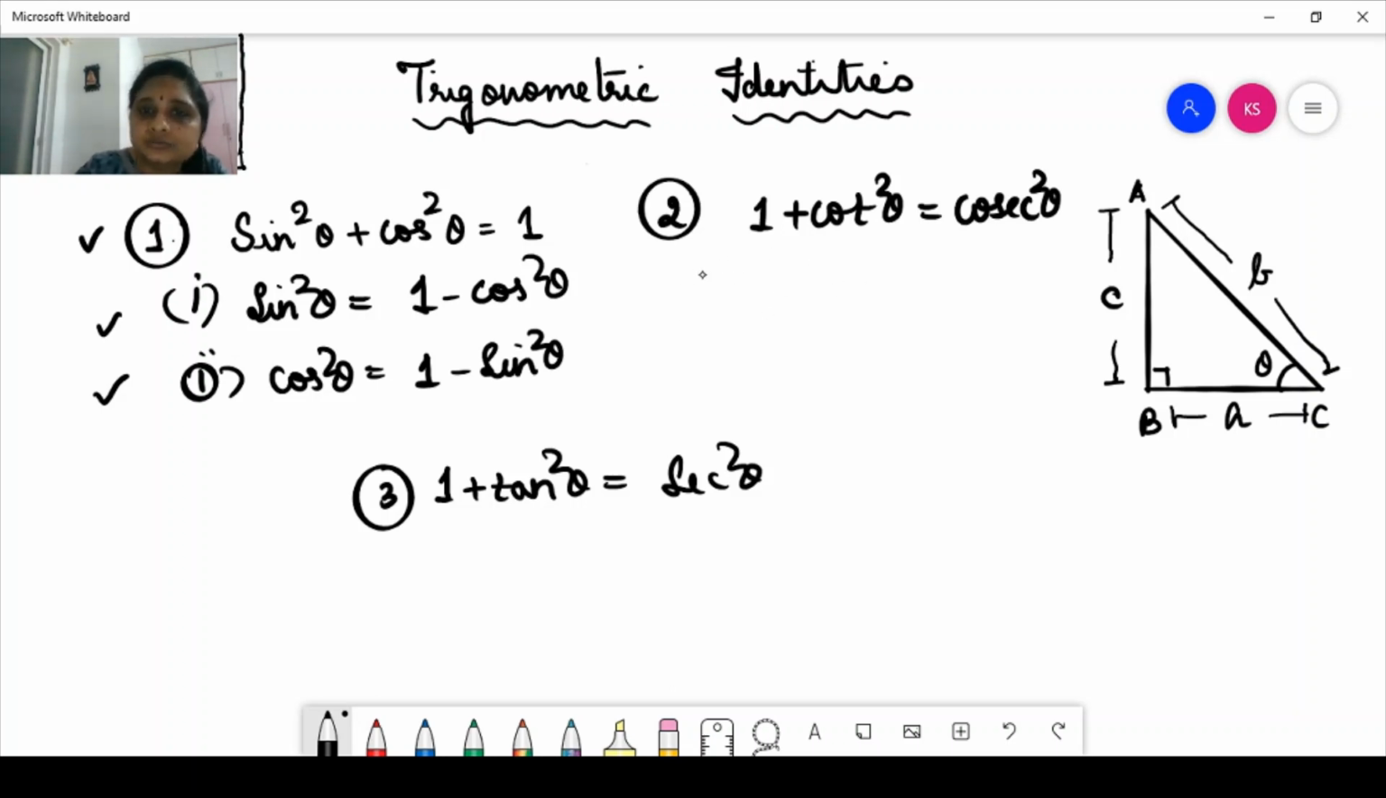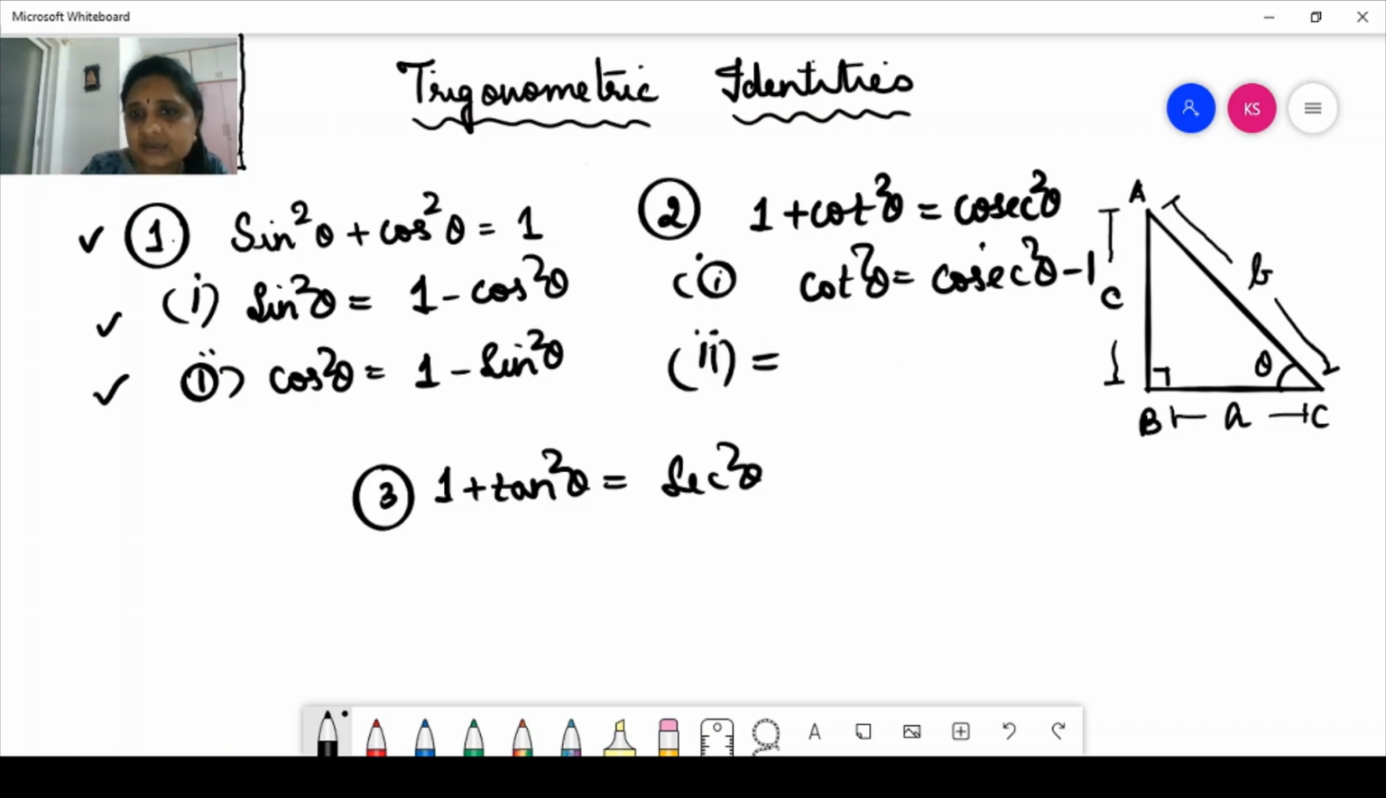Similarly, we'll rewrite the second identity to get two more identities here. So what's the first identity that we will get? We will transpose 1 to the other side and keep cot square theta here: cot square theta is equal to cosecant square theta minus 1. This is our first identity. And the second identity is 1 is equal to cosecant square theta minus cot square theta. Okay, this is our second identity.